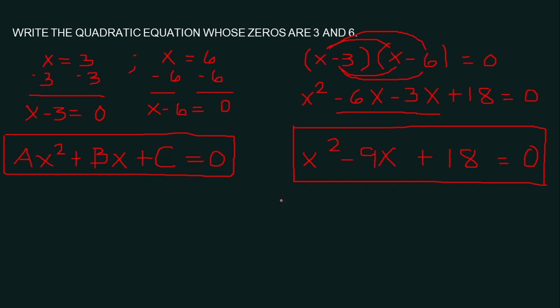So from here, we can now say that a is equal to 1, b is negative 9, and c is equal to 18. There you go. That's how we determine the quadratic equation given its zeros. So again, zeros are the same as the roots of a quadratic equation.